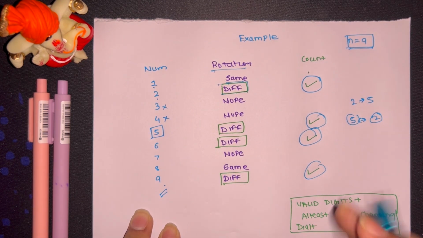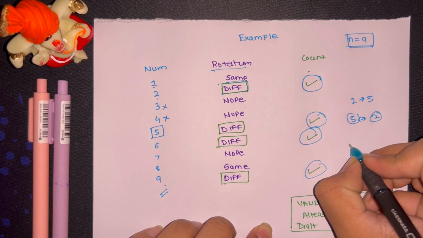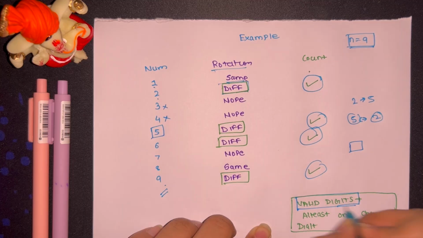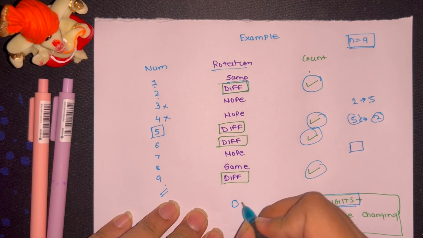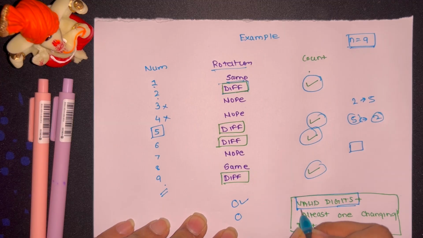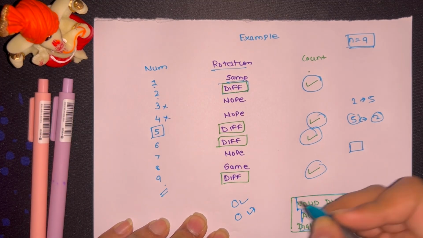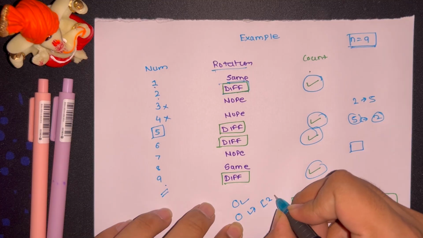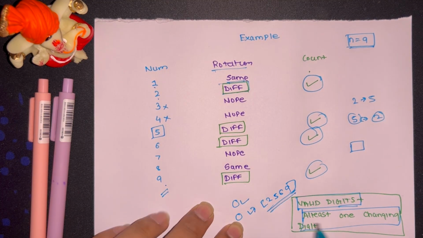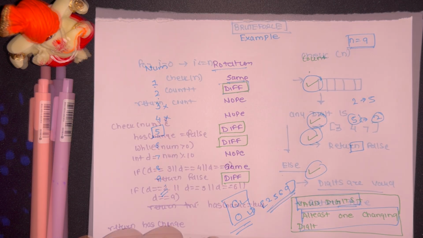So the idea is simple. When you are checking any number, just check that it contains only valid digits, meaning digits whose rotation is possible, and second, that it has at least one changing digit, which is 2, 5, 6 and 9. If both cases are satisfied, we consider it a good number.